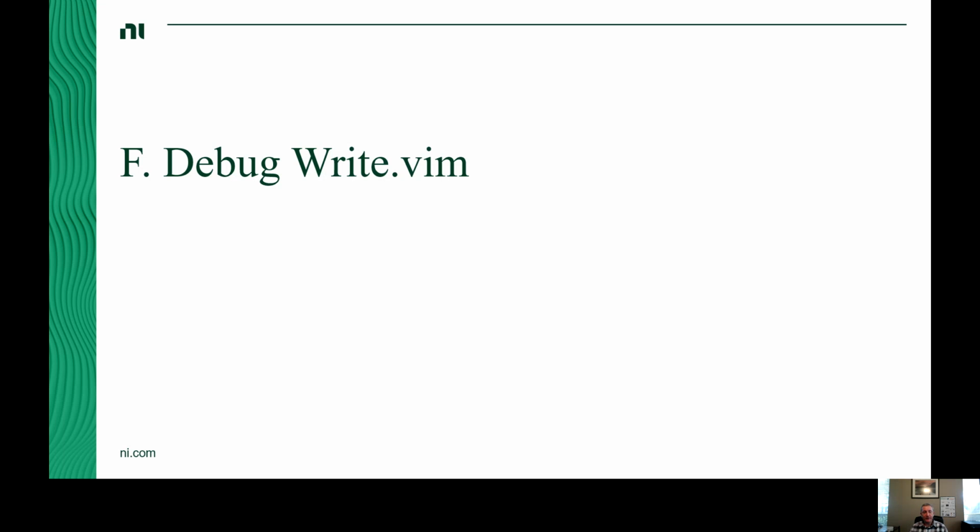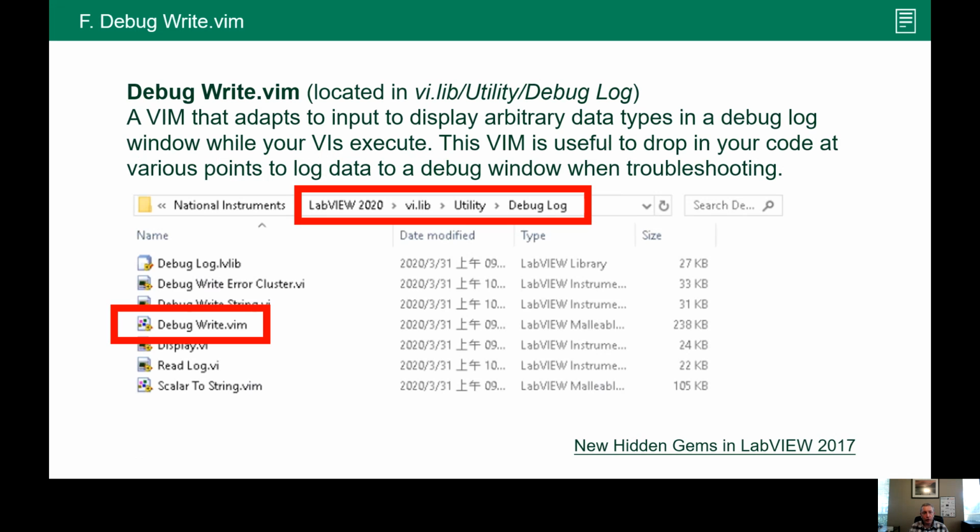All right, so now I want to talk about Debug Write.vim. This is a debugging tool that you will not find in the palettes or in QuickDrop in regular LabVIEW, because this is a hidden gem. If you've never heard of them, hidden gems are VIs that ship with LabVIEW but are not officially documented in QuickDrop and on the palettes, but they're still very useful for certain use cases.